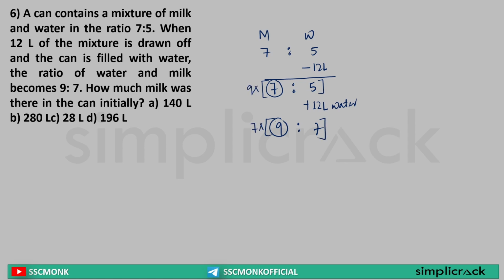Here I will multiply it by 7. So the new ratio will be 9, 7, 63. This will be 45. Milk, water, this is the initial quantity. Here it will be 9, 6, 63, 7, 7, 49. This is the final quantity.